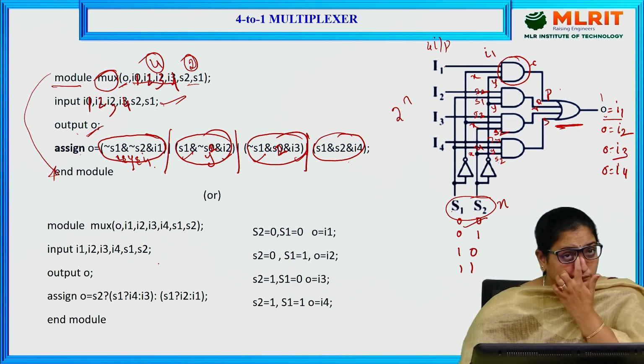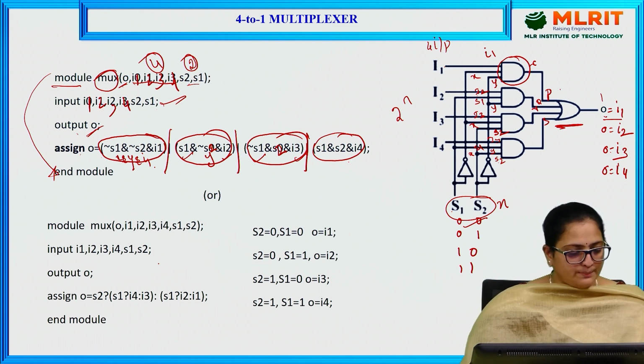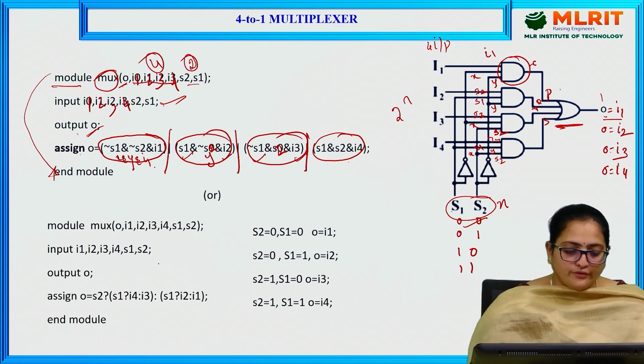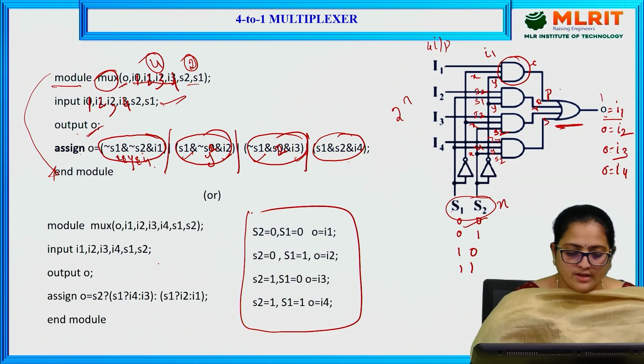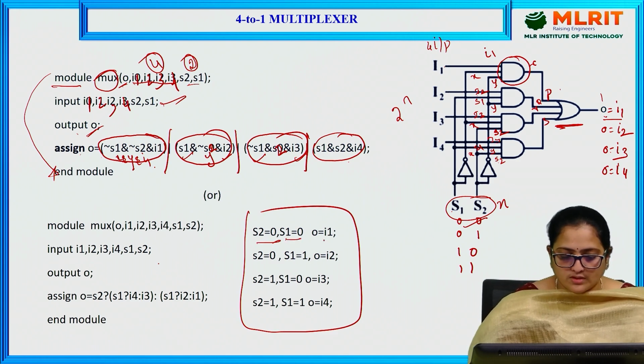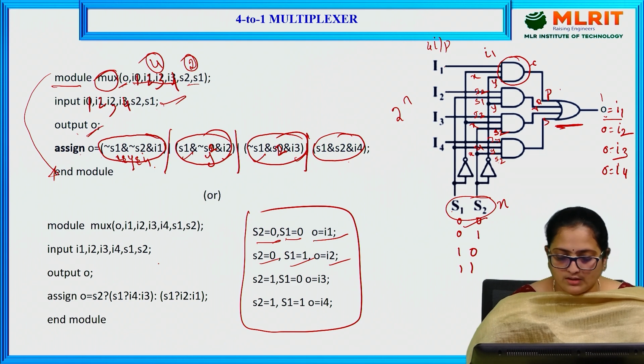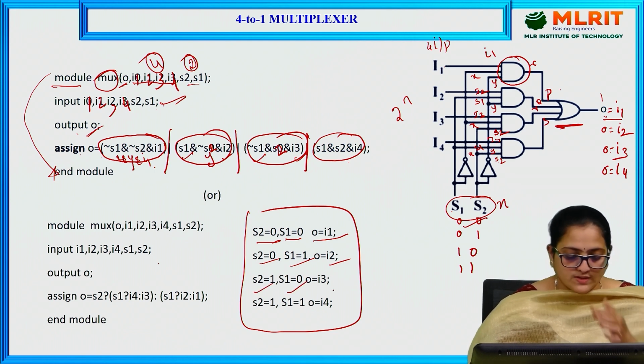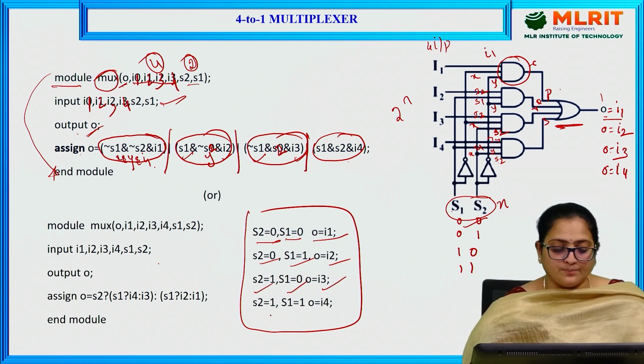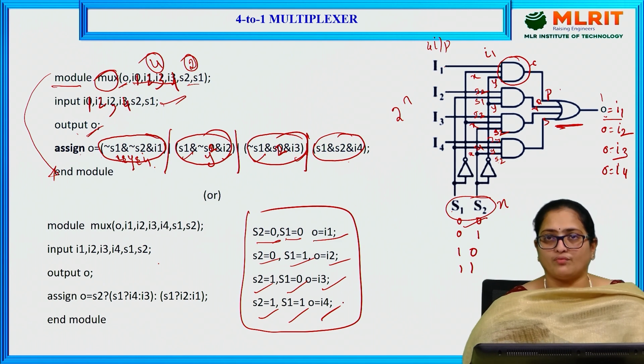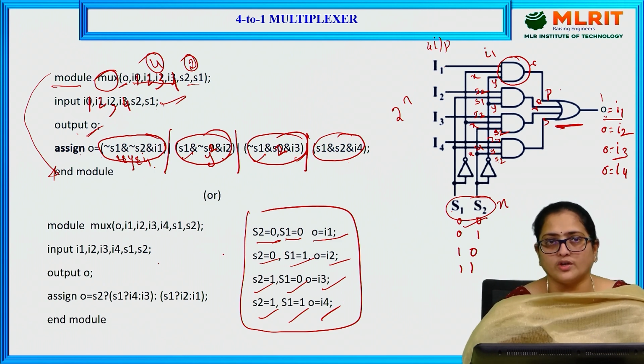Next, how to write a Verilog code for the multiplexer using a ternary operator. If you can see the truth table over here, if S1 and S2 are 0, your output will be I1. If S2 is 0, S1 is 1, then output will be I2. S2 1, S1 0, your output will be I3. And if the inputs are 1 1, then output will be I4. So, based on the selection line inputs, your output is going to be decided.